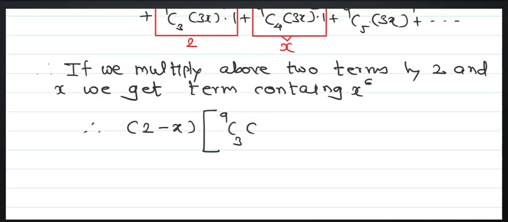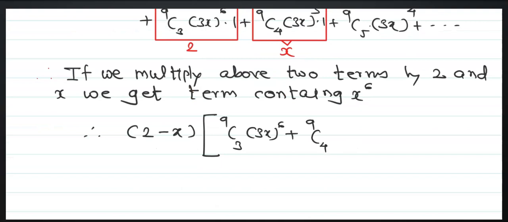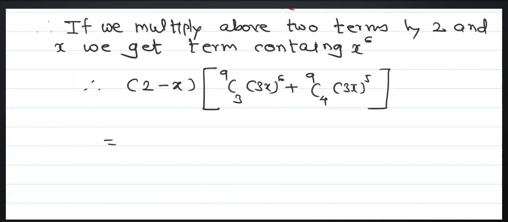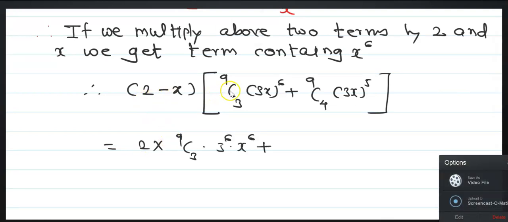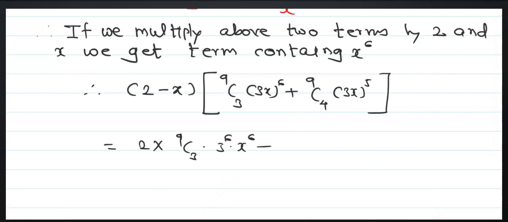(2 − x) into 9C3, we are collecting these above two terms. Now, if we multiply by 2, then 9C3 (3x)^6, x raised to 6. And for the next term, if you multiply here by minus x, then again you will get a minus.